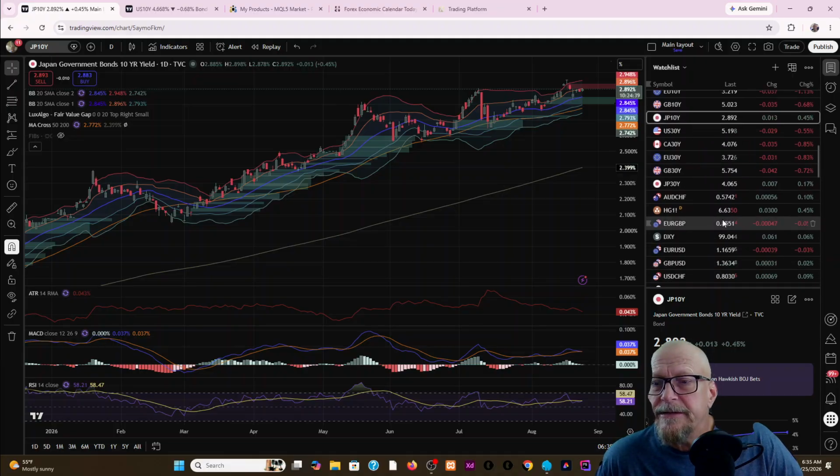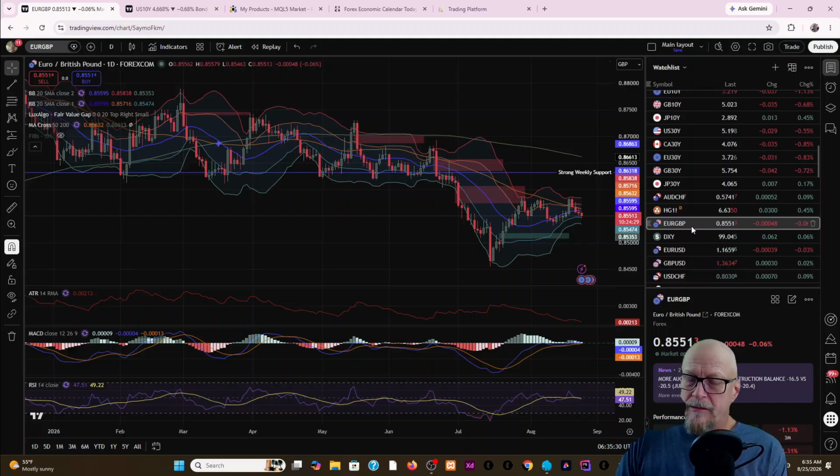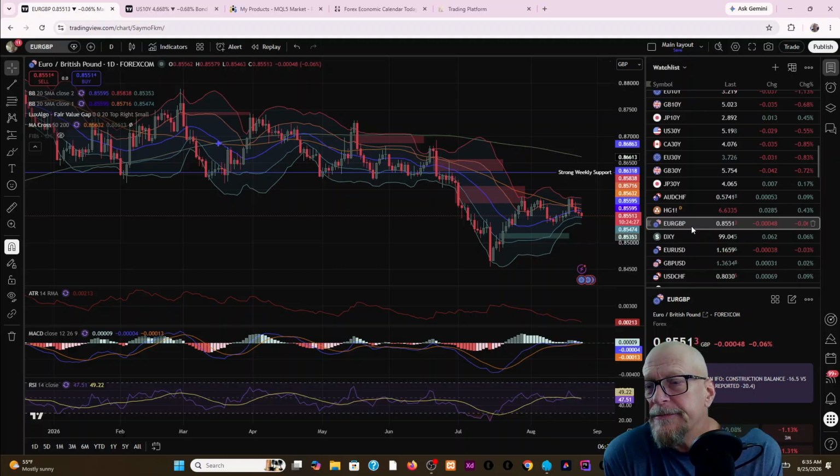But anyway, that's me. Let's see, euro versus pound right here. I'm going to put something on there so you can see all three categories: high impact, low impact, and medium impact news. Oh well. Euro versus the pound right here, 85.50. Not a whole lot going on there. Just the pound is still on top of the euro, as we saw on the market pulse.